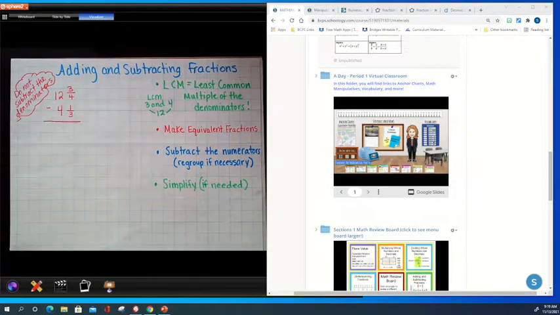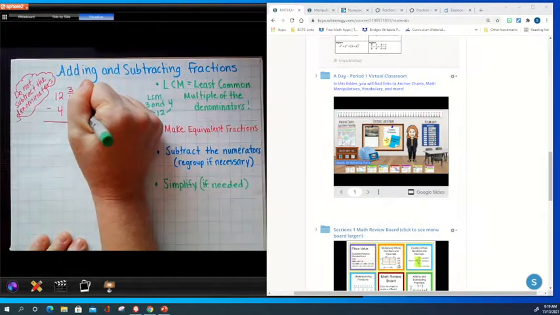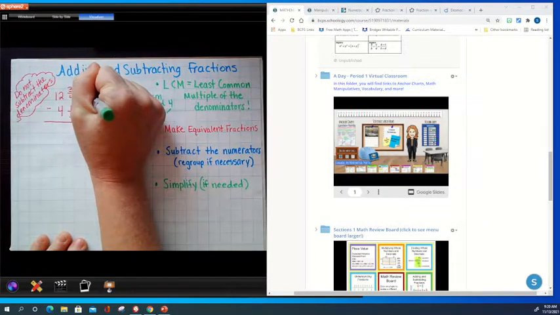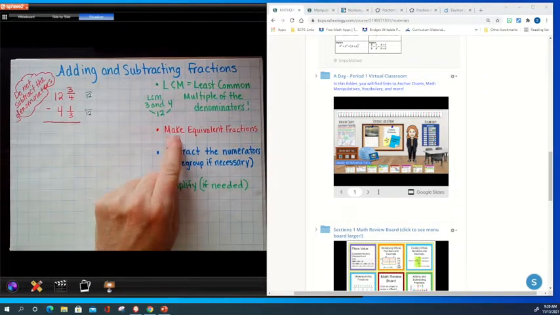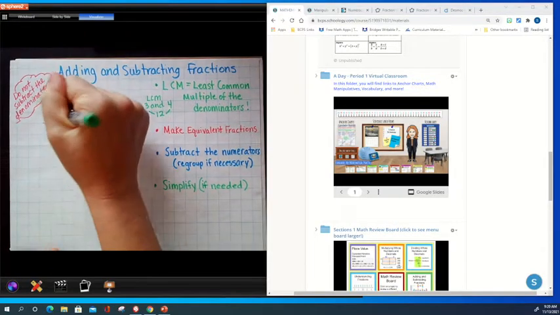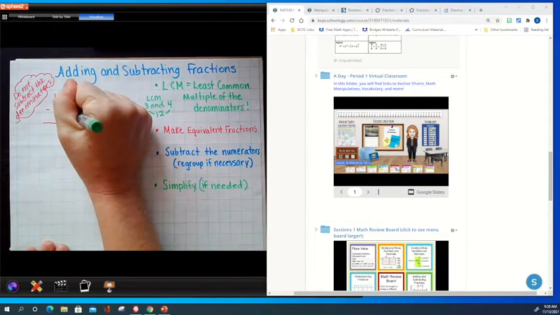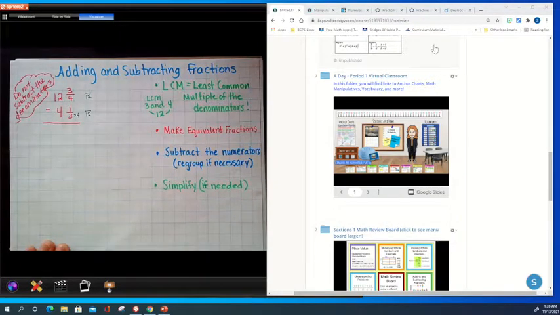So we are going to make equivalent fractions out of 12. That's my goal. So my LCM is the denominator. That's what I want. The least common multiple is the denominator. And now I'm going to multiply the numerator and the denominator by the same number to make equivalent fractions. So 3 times what? How many 3's make a 12? Well, 3 times 4.